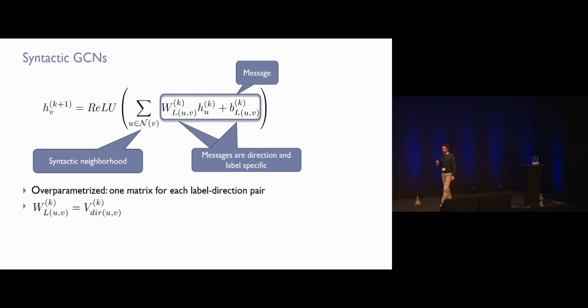So we had to find some sort of approximation for this. And what we did is to drop all the label information from the full matrix, only taking into consideration the direction. The syntactic information is only kept in the bias of this transformation.